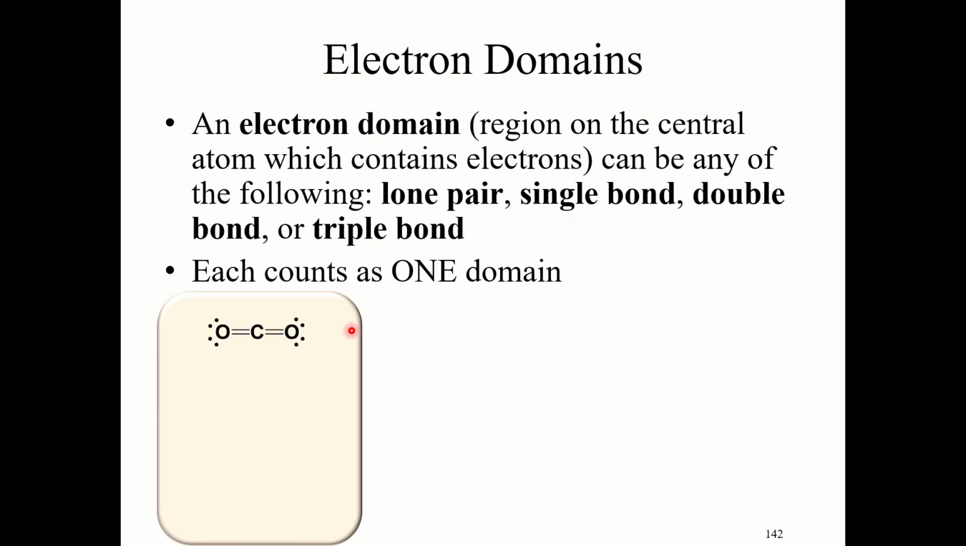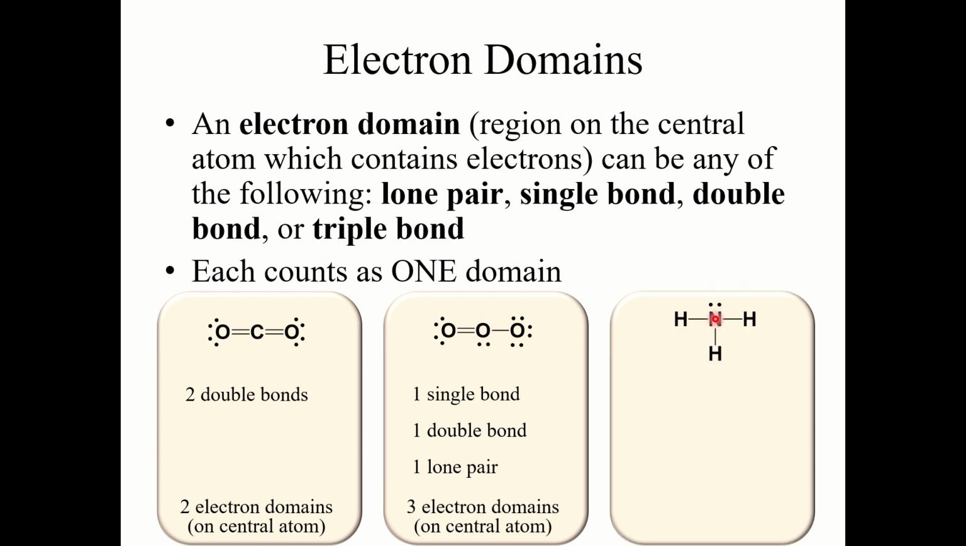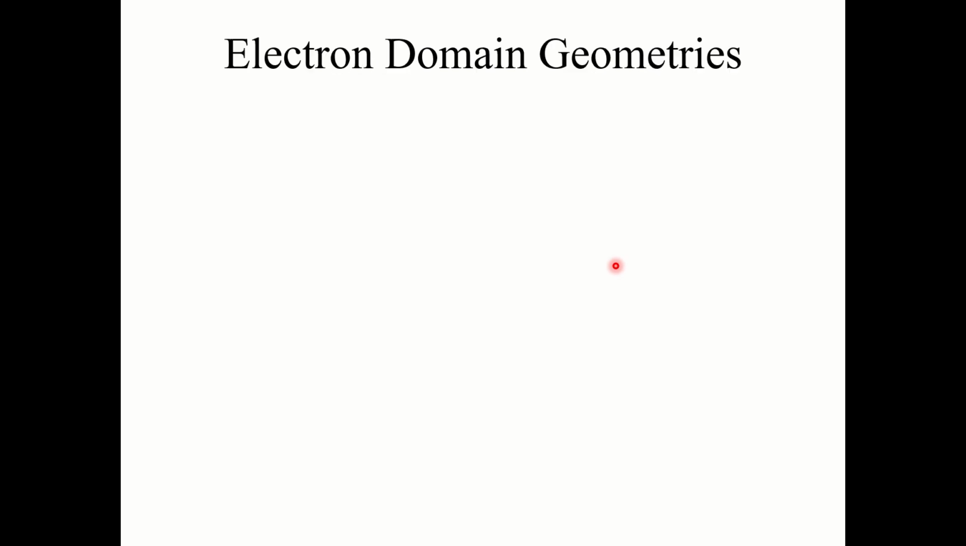So for example, in carbon dioxide, our central atom carbon has 2 double bonds next to it. Therefore, it has 2 electron domains. Here in ozone, our central atom oxygen has 1 single bond, 1 lone pair, and 1 double bond, so it has 3 electron domains. Here we're looking at the molecule ammonia. Our central atom nitrogen has 3 single bonds and 1 lone pair, thus it has 4 electron domains.